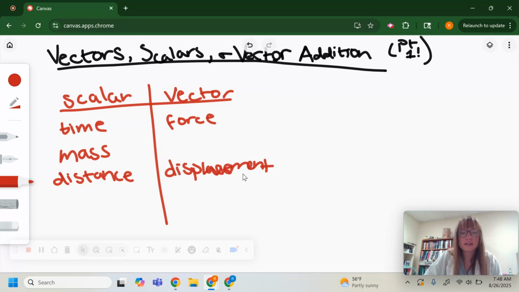Pretend that says displacement. But wow, it really is kind of squiggly in there.